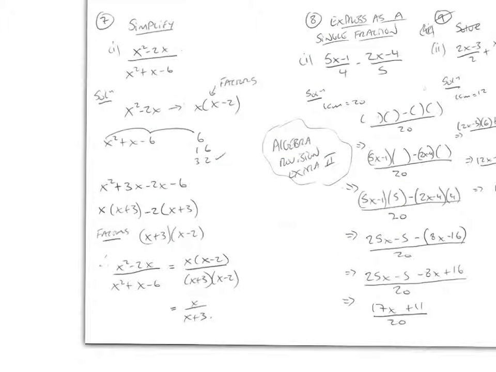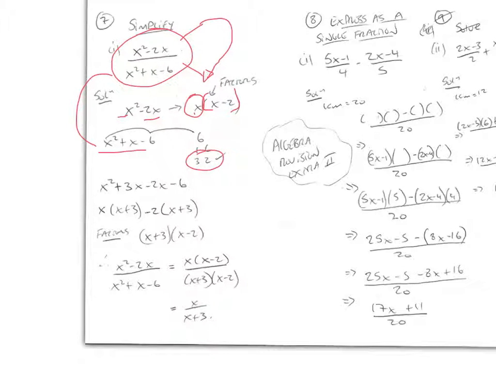Simplify x squared minus 2x all over x squared plus x minus 6. The solution to this is to factorise above and below the line. So factorising above the line, we'll use the highest common factor. We'll take out that highest common factor of these two terms, which is x, and I get x by x minus 2.